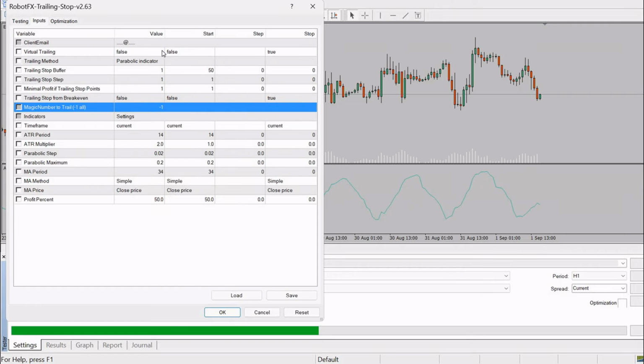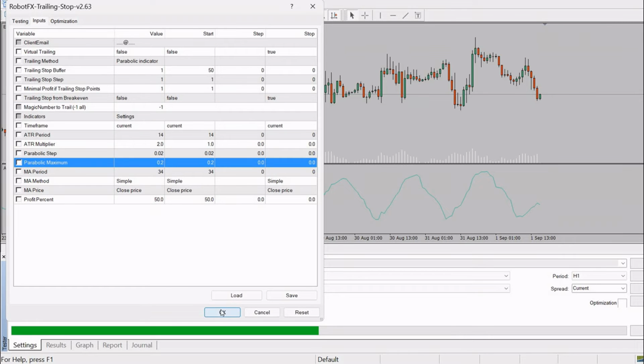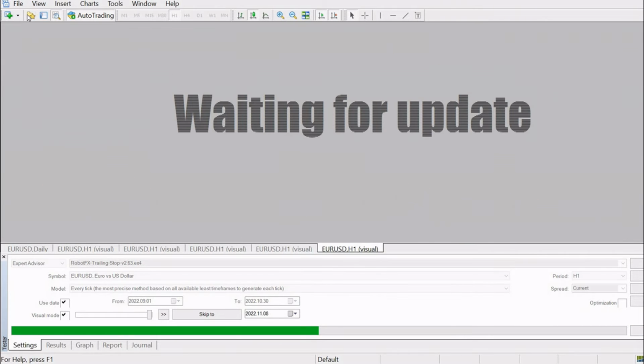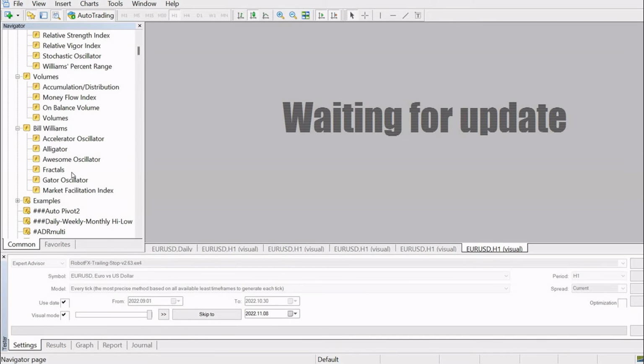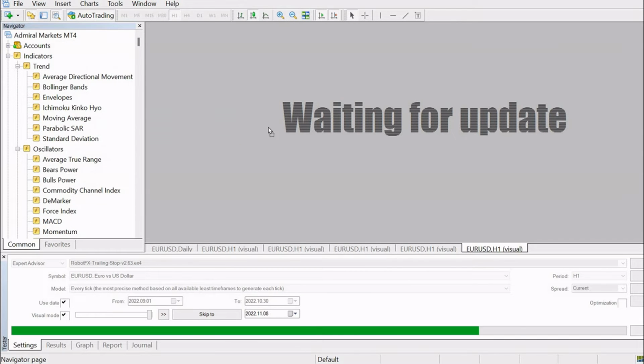You can also trail the price using the PSAR indicator. Those settings are right here, 0.02 and 0.2. I think these are the default settings, and the PSAR indicator does show on the main chart.